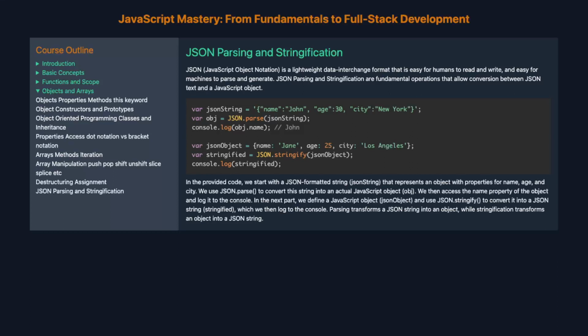In the provided code, we start with a JSON-formatted string, jsonString, that represents an object with properties for name, age, and city. We use JSON.parse to convert this string into an actual JavaScript object, obj. We then access the name property of the object and log it to the console. In the next part, we define a JavaScript object, jsonObject, and use JSON.stringify to convert it into a JSON string, stringified, which we then log to the console. Parsing transforms a JSON string into an object, while stringification transforms an object into a JSON string.